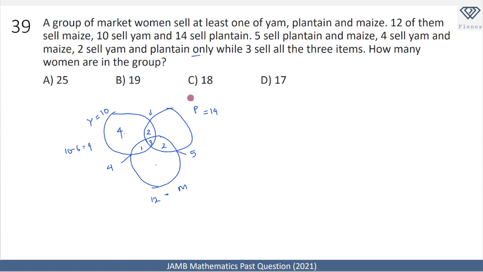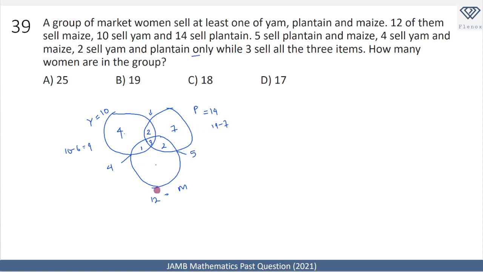We can do the same thing for plantain. We know that 14 sell plantain, but that will include those that sell all 3 and those that sell just plantain and yam only and plantain and maize only. So we need to find what those are first. What is 2 plus 3? 2 plus 3 is 5, and what is 5 plus 2? 5 plus 2 is 7. So the number that sell plantain only will be 14 minus 7, and that equals 7.